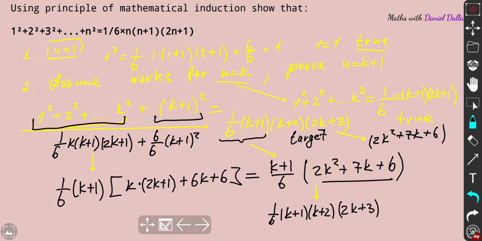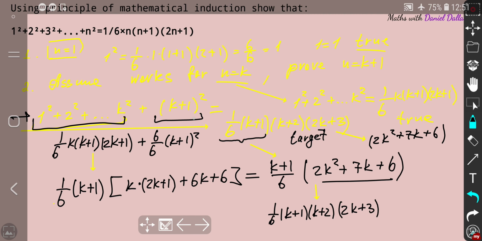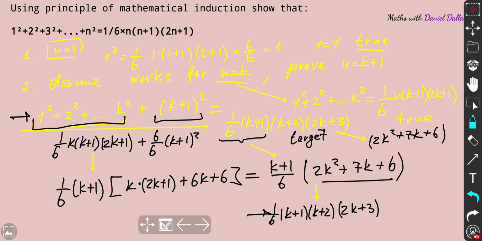So we've got our target, because on the left-hand side we started from here, and we arrived at what we have on the target on the right side. So we proved that. That means, again, that it works for any positive integer n. All right, let's move on.